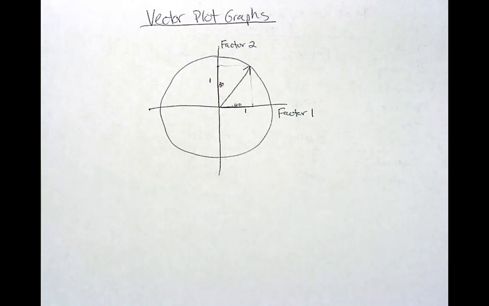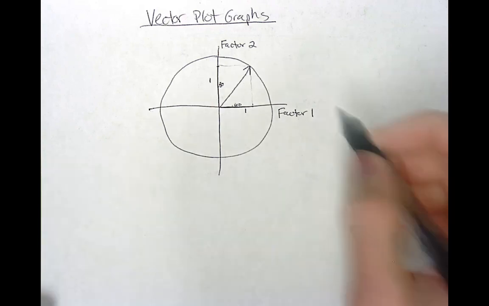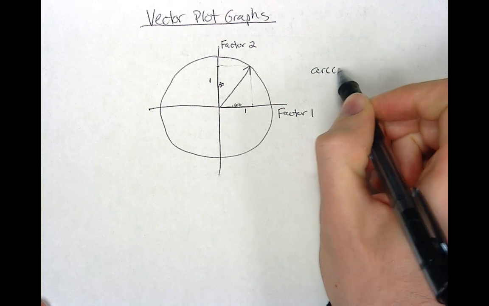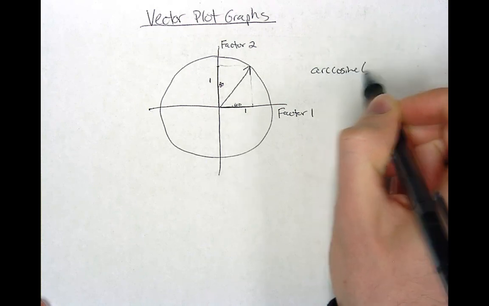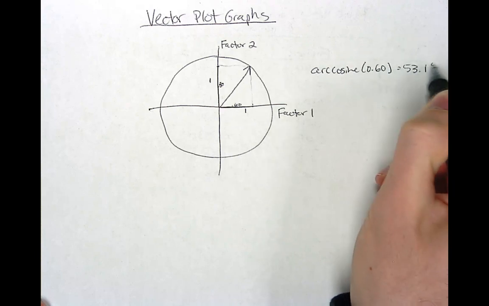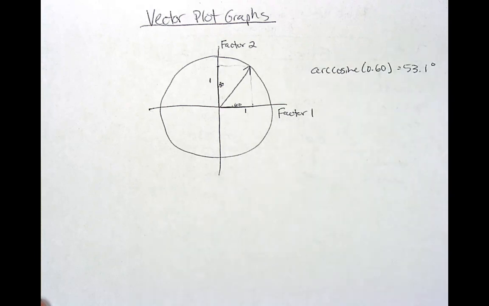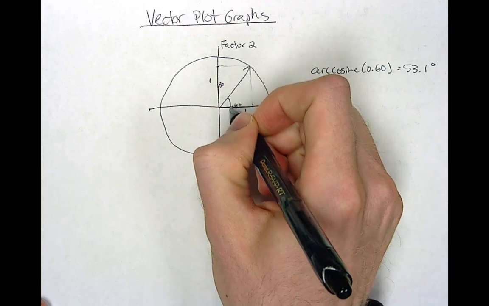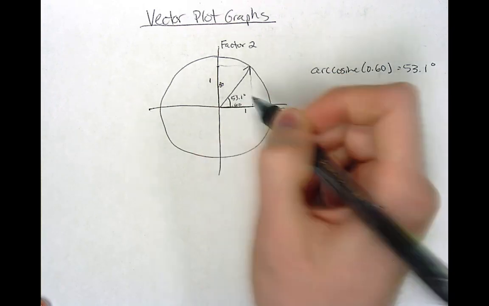Now it mentions this in chapter 2, section 2.5, but since the correlation coefficients are cosines of the angle between the two variables, the angle between the variable and factor 1 is arc cosine 0.60, which equals 53.1. So that's here. This angle is 53.1 degrees.